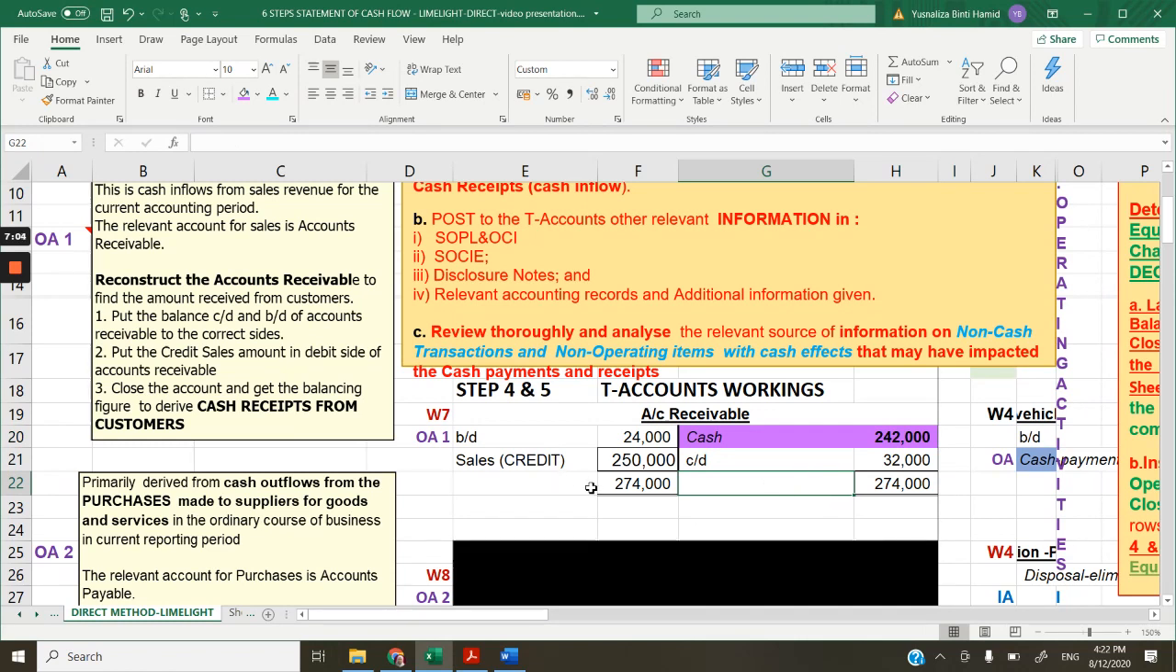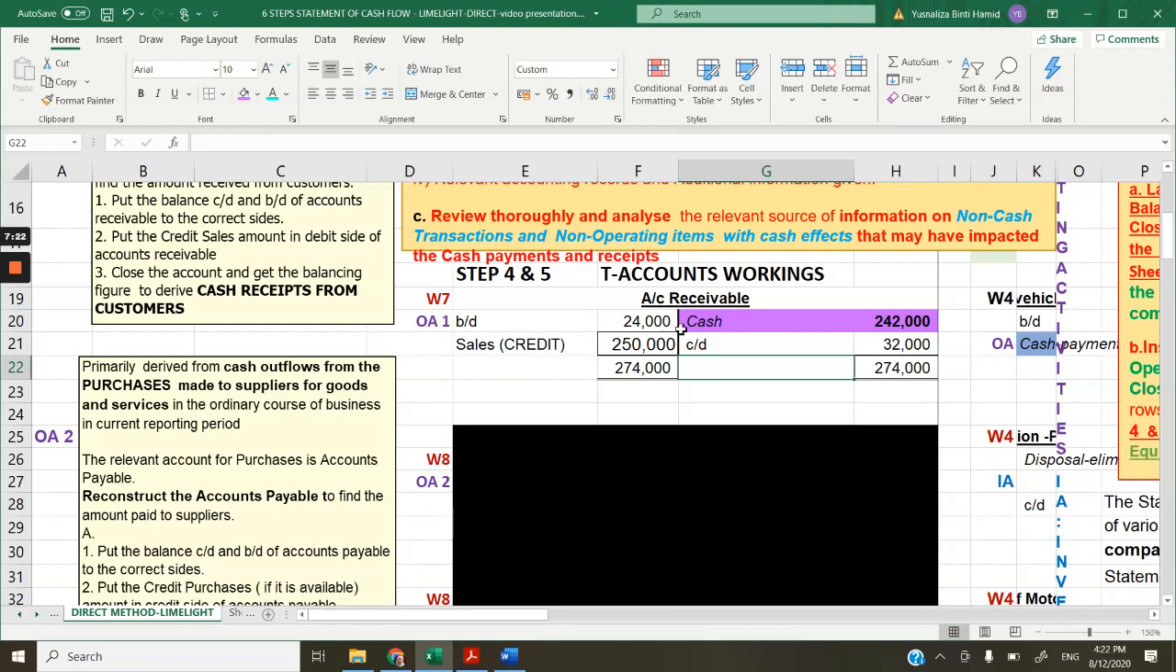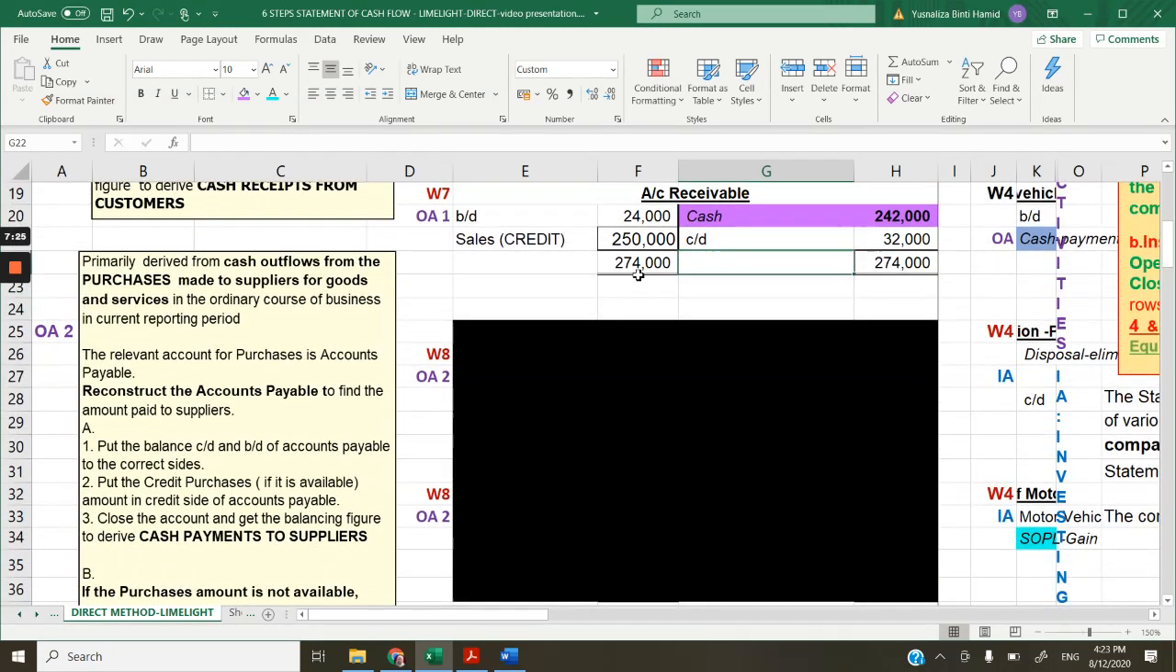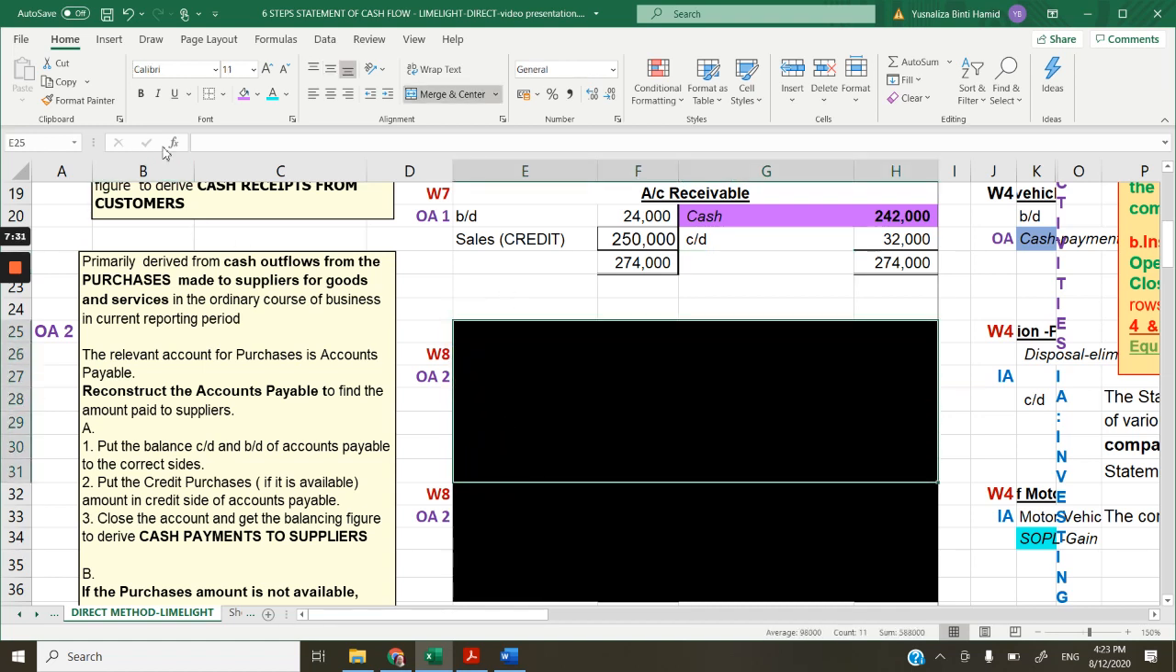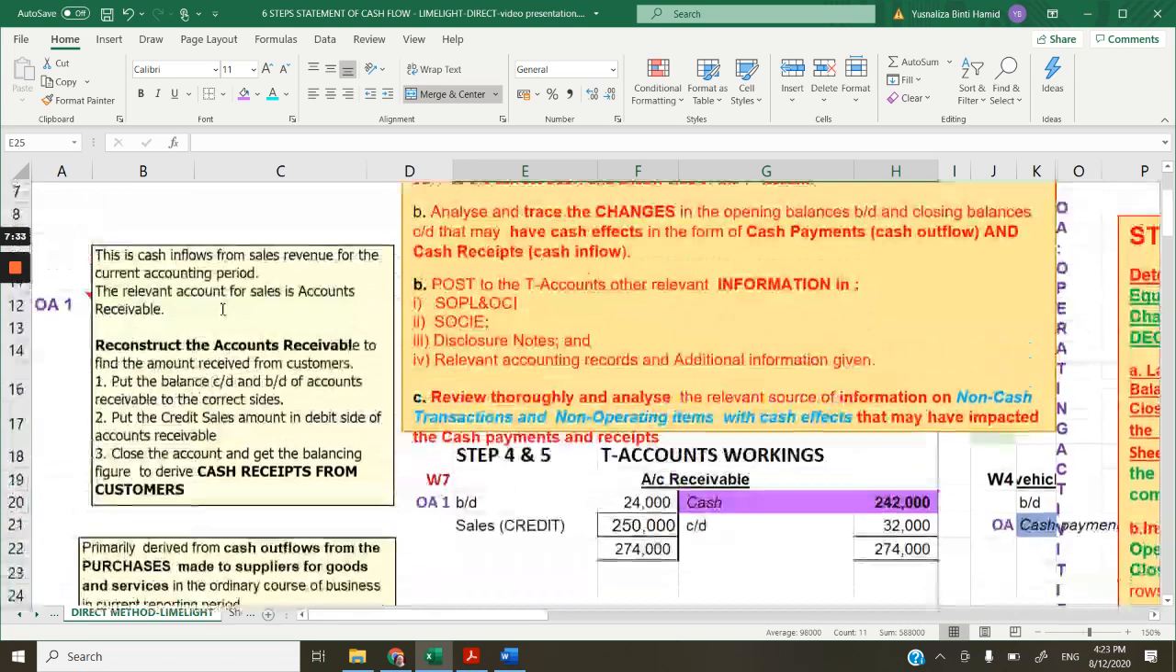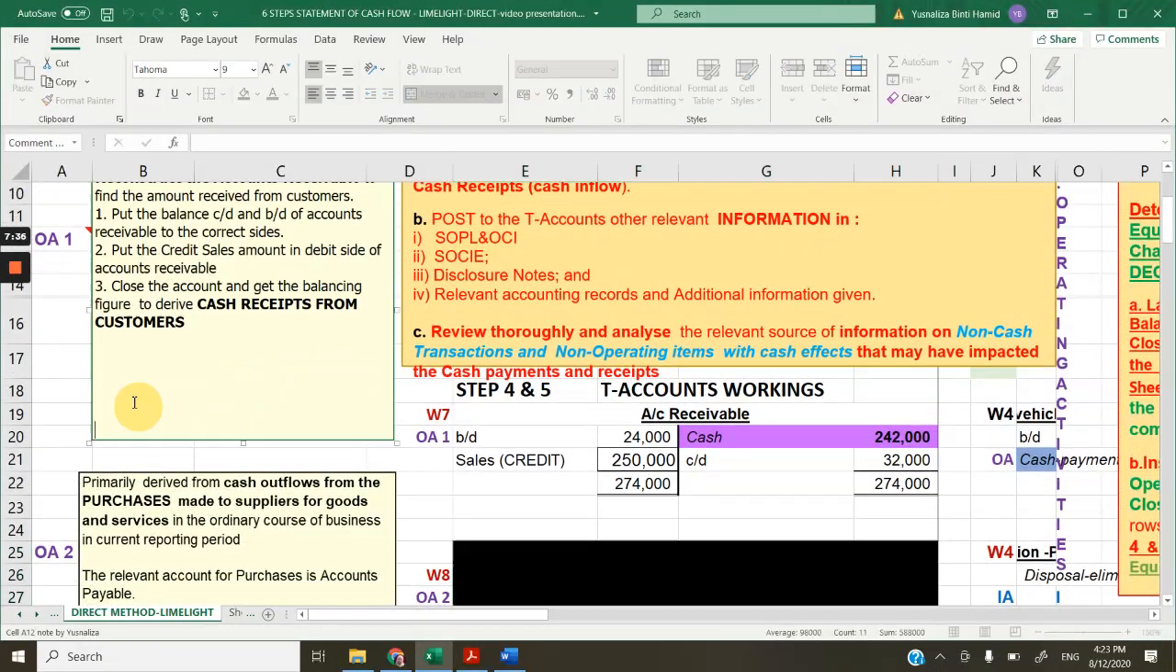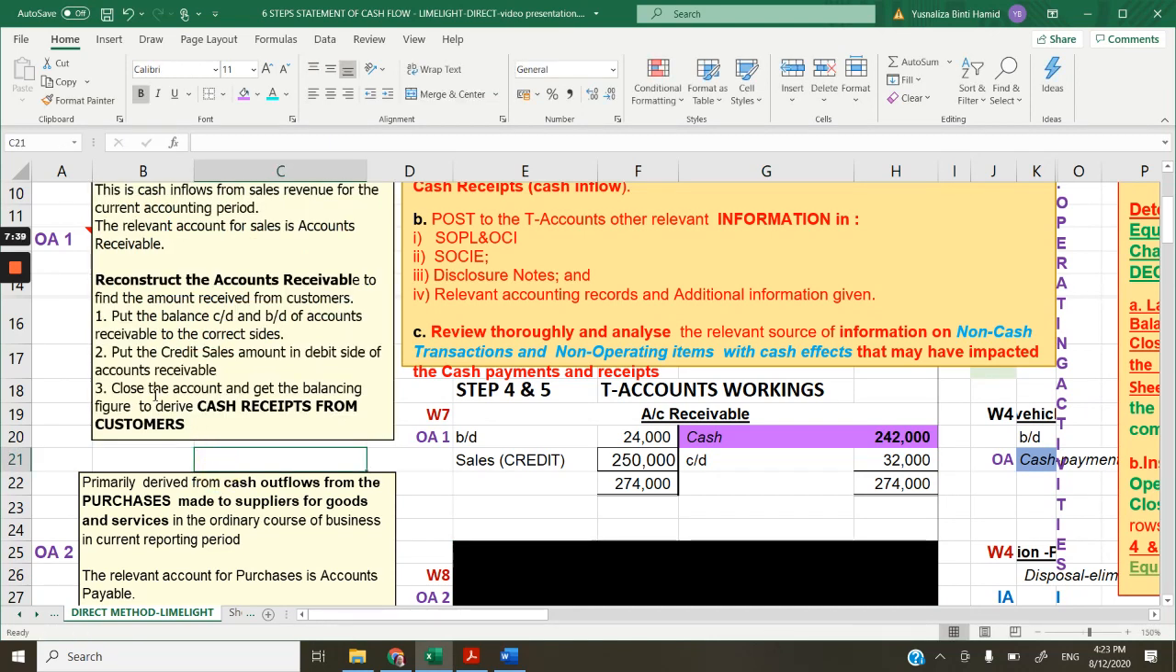In case there is an adjustment for impairment of receivable, where you have made an estimation, that estimation has to be reflected in the account receivable as well by debiting the correct account, right? And you need to include that in your adjustment if there is any. In our case, none. So now we go to the next one, which is to find out cash payment to supplier. When you close off the account receivable, you get the balancing figure, right? That balancing figure is cash receipts from the customer.